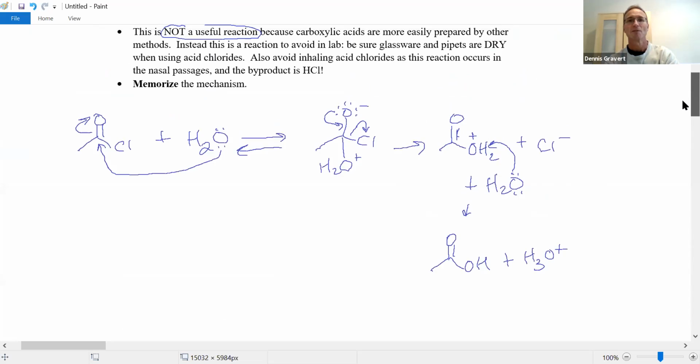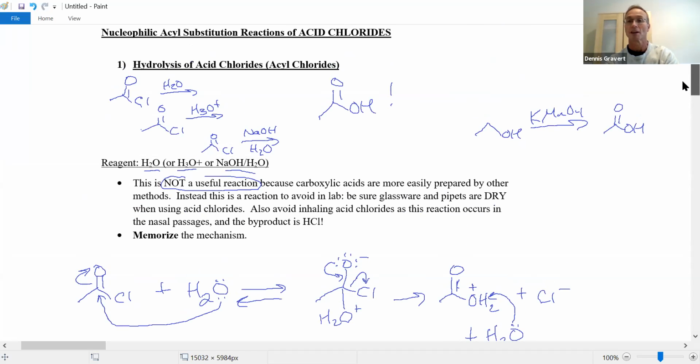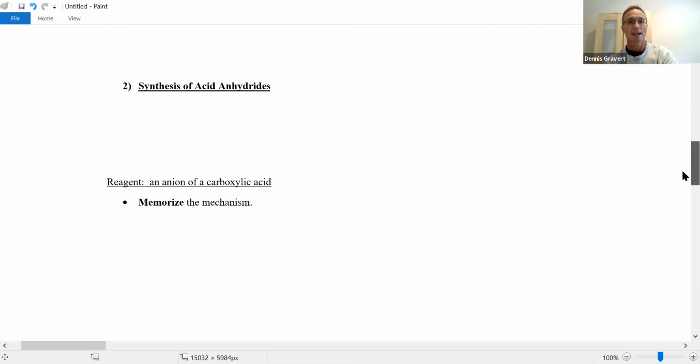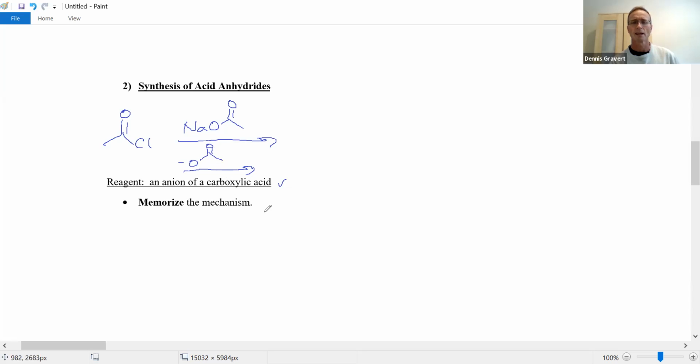Okay, so if we choose water, we do hydrolysis, and we make a carboxylic acid. But we could choose an alcohol. No, we're going to choose the anion. There it is, right here. We're going to choose the anion of a carboxylic acid. So start with the acid chloride. The reagent is going to be the anion of a carboxylic acid, and usually there's a counterion there. But sometimes you might just write O minus, the anion of the carboxylic acid. And we're going to do nucleophilic acyl substitution reactions.